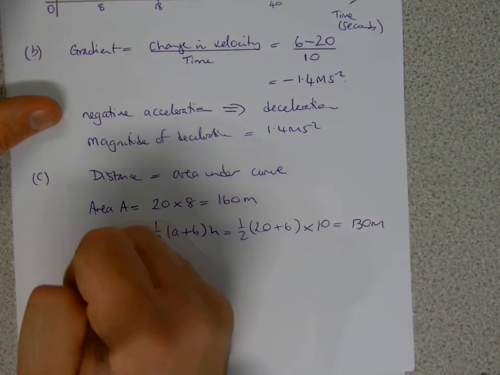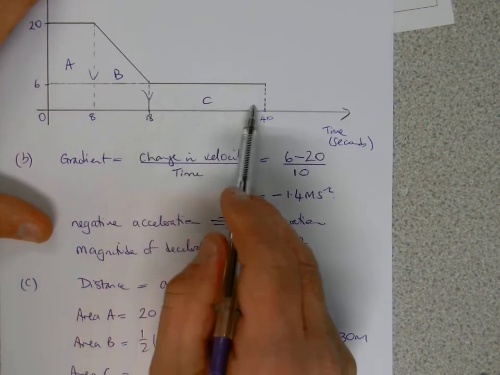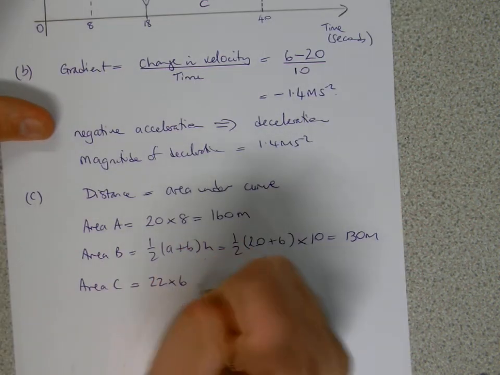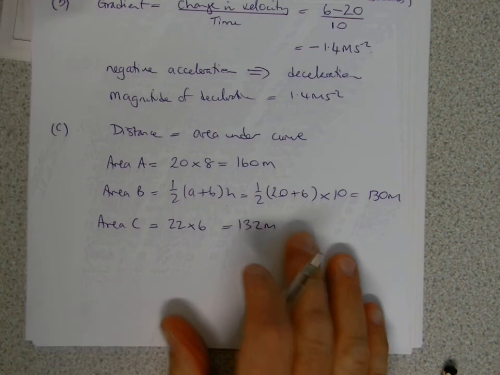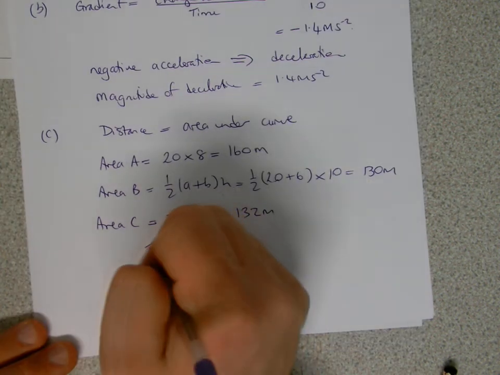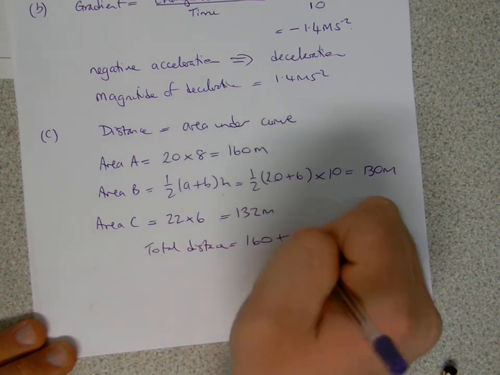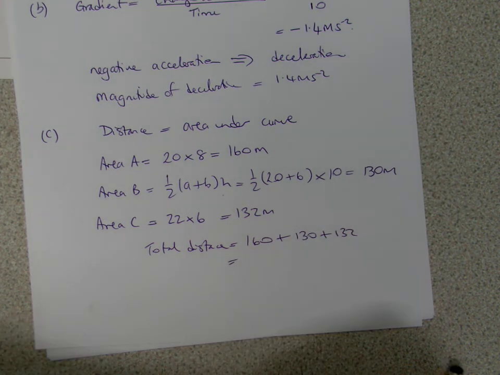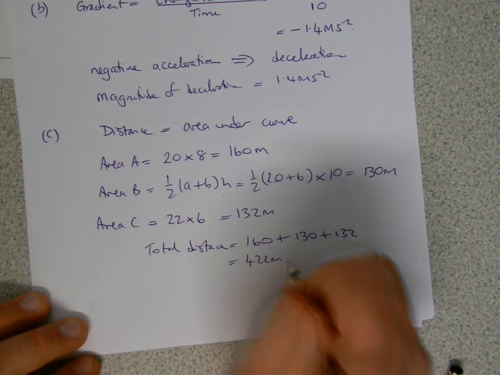And then area C, look at C, it's just another rectangle, isn't it? So that length, the time interval there, is 22, and that width there is 6, so 22 times 6 is 132 meters. And then all you've got to do to get the total distance is add them up. 160 plus 130 plus 132, and we get a final answer of 422 meters.